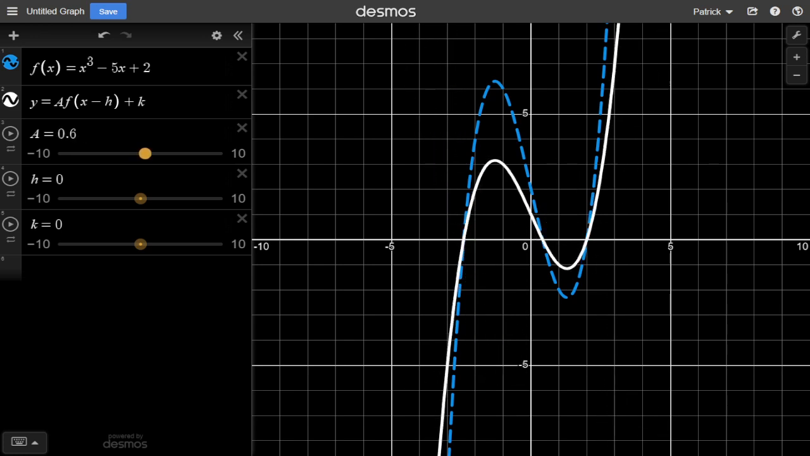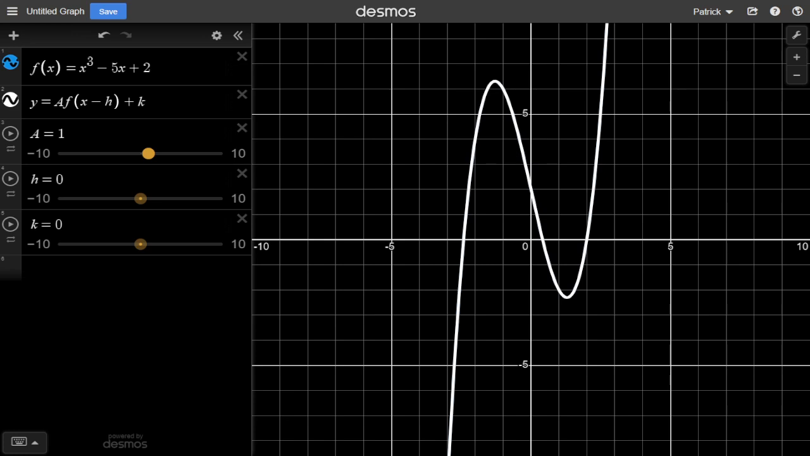All right, let's go back to a equals 1 so that we don't have to worry about that anymore. And let's think about the other ones. I don't know if I mentioned it. We use a here. That often is used to stand for amplitude. How big is the function? So I hope that makes a little bit of sense.